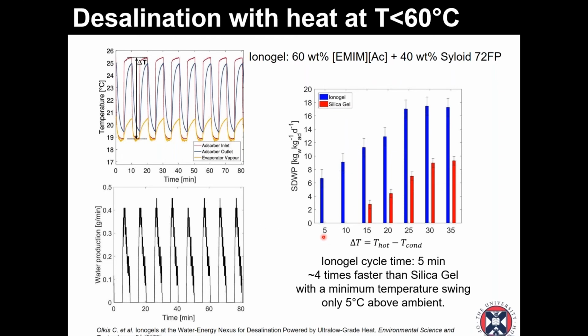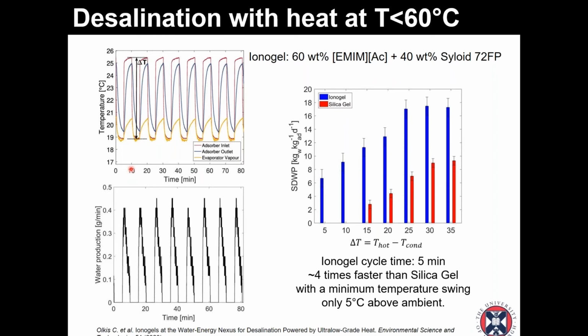And the other important aspect here is the cycle time. As you can see from this graph, each temperature swing lasts just 5 minutes, so 4 times faster than silica gel, even with lower temperature. So fantastic results. We were extremely happy.